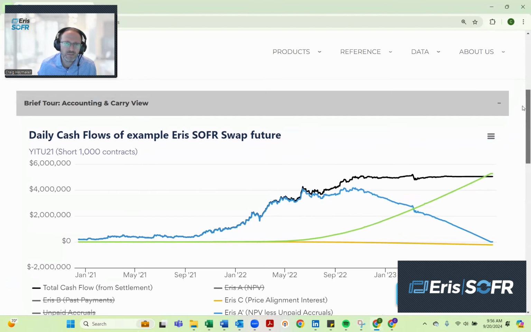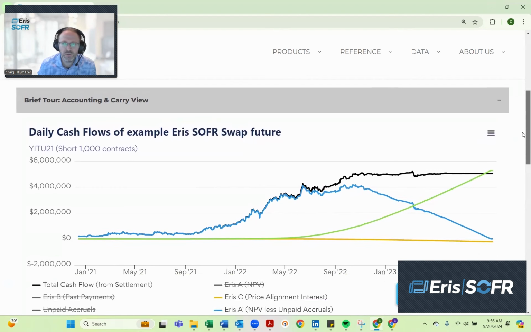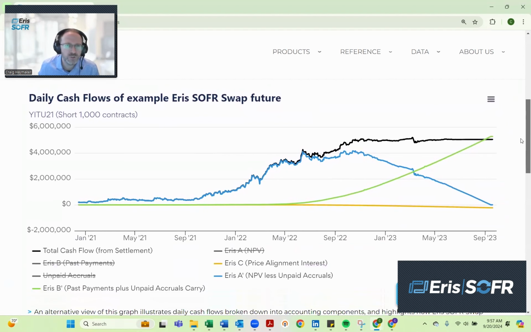Now, last time I walked you through the basic cash flows view, this chart. Now I'm in the accounting carry view. And just as a reminder, the chart that you're seeing here is a historical swap futures position. It's a 2-year swap traded in 2020, expiring 2023. This is short 1,000 contracts, which again is a pay fixed, receive float $100 million contract.